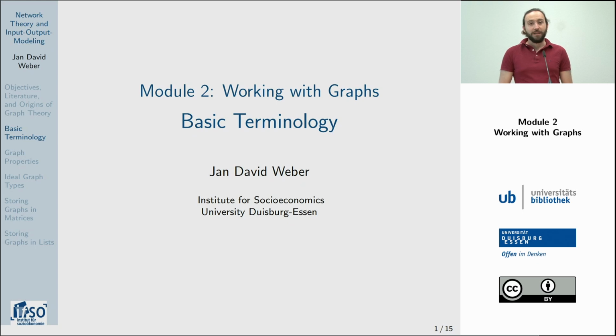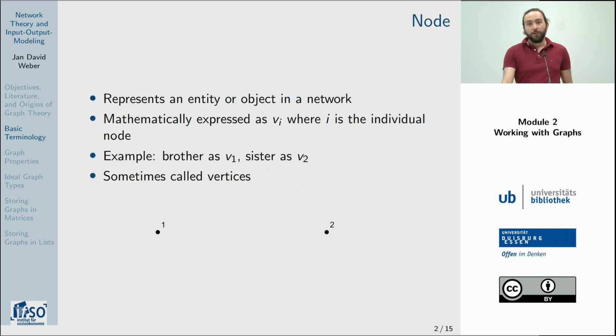Now we're talking about basic terminology that we need to understand when we talk about graphs and want to work with them. The first and most important concept you have to understand are nodes. Nodes represent an entity or an object in a graph, and they are mathematically expressed as Vi, where i stands for the individual node that we then can further describe with additional information.